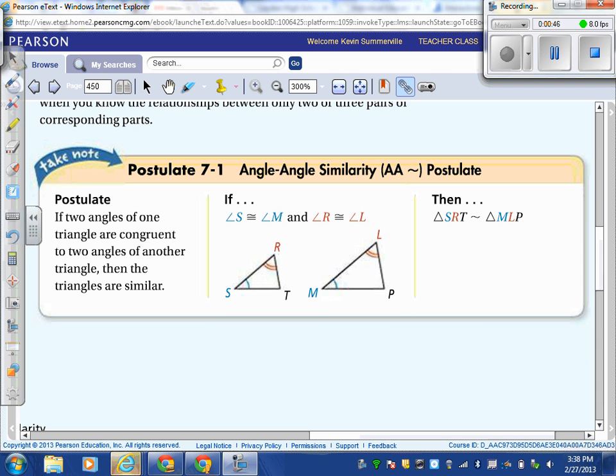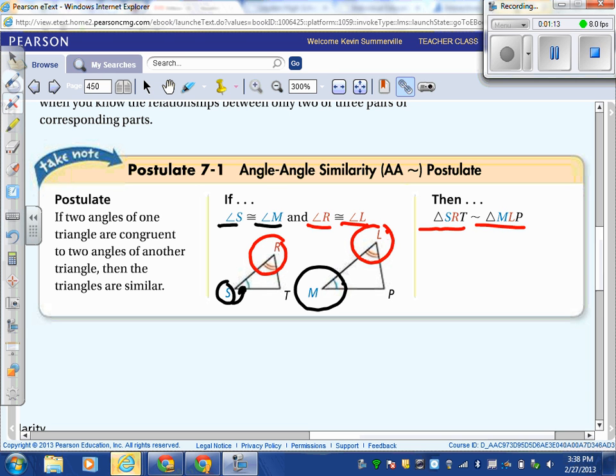It's showing you that angle S, which is right here, and angle M are congruent. Also saying that angle R and angle L are also congruent. If that's true, we can say that triangle SRT is similar to triangle MLP.